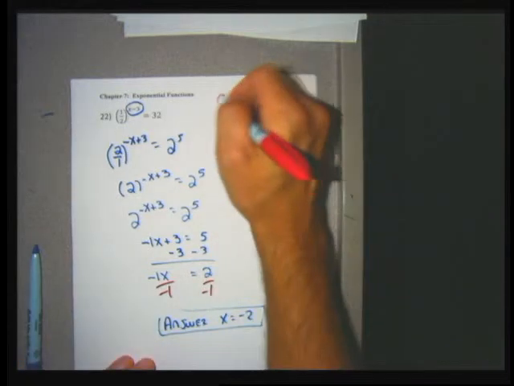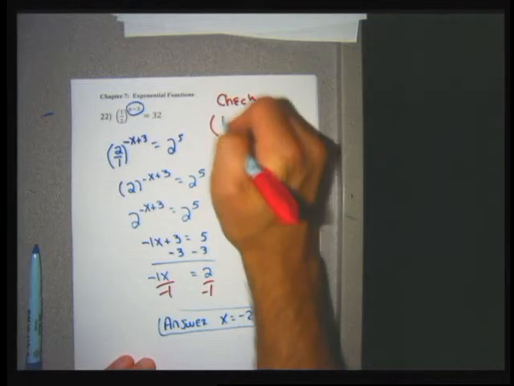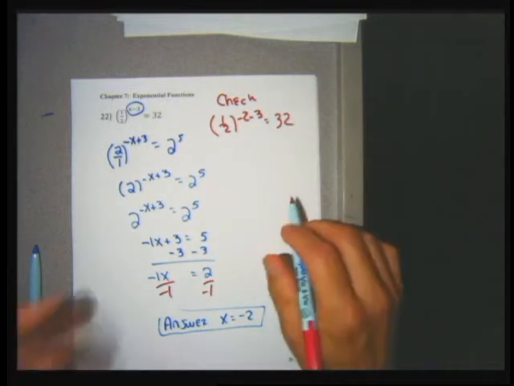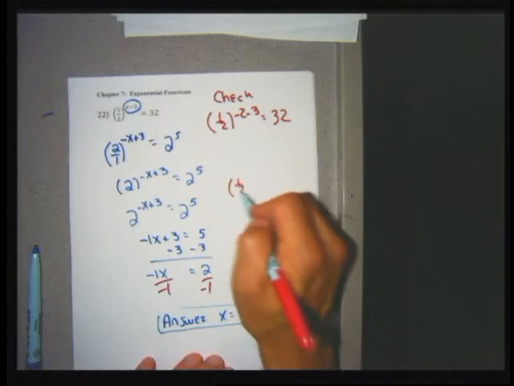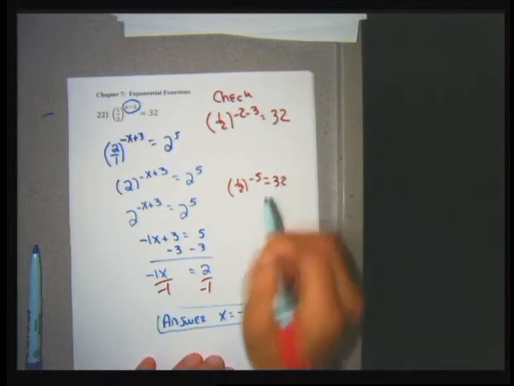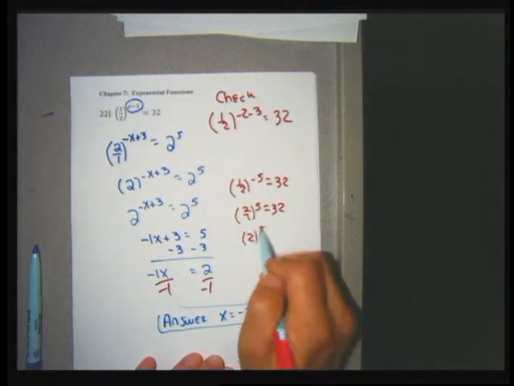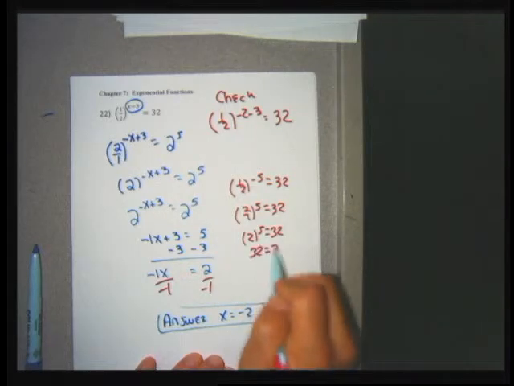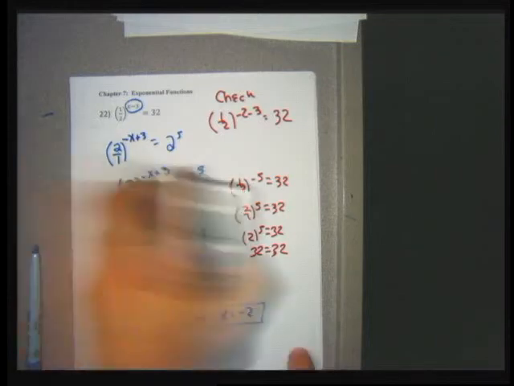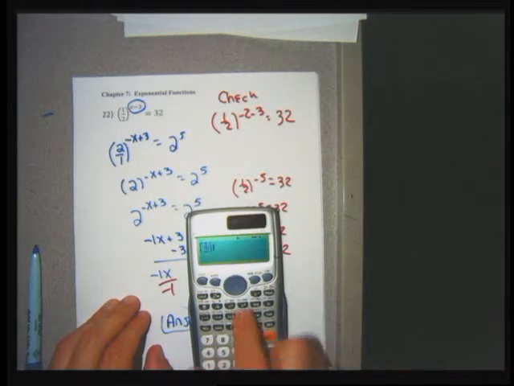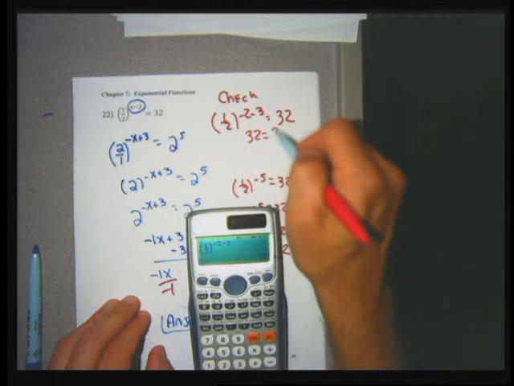So for my checking, I need to make sure that 1/2 to the negative 2 minus 3 equals 32. Could do that by hand. This would be 1/2 to the negative 5 equals 32, which would give me 2 over 1 to the 5th equals 32, which would give me 2 to the 5th equals 32, which would give me 32 equals 32. But I like checking with my calculator. It's quicker, probably more accurate most of the time. So parentheses, fraction 1 over 2, parentheses, exponent negative 2 minus 3, and you get 32 equals 32.